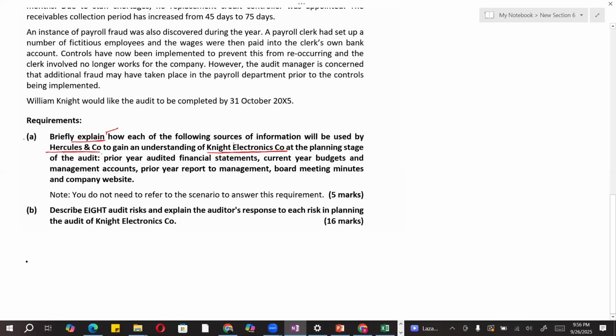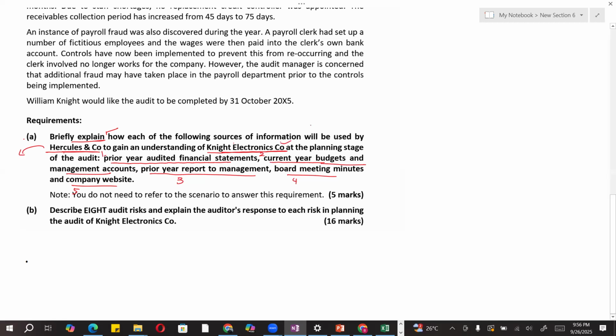so when we say each of the following sources, there are effectively five sources. One is prior year audited financial statements, the other is current year budgets and management accounts. The third one is prior year report to the management. Fourth is board meeting minutes. And the fifth one is the company website. You do not need to refer to the scenario to answer this requirement. So it has to be answered like a memory-based, knowledge-based question without drawing or making any references to the scenario.